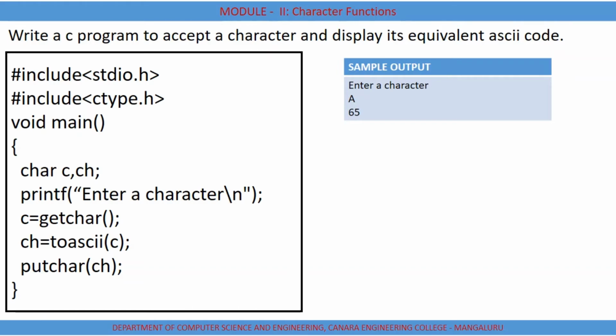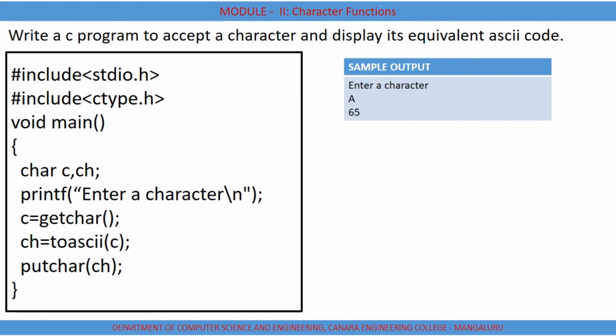So I have to include the ctype.h header file here in order to use the toASCII function. Next, void main or main. So void main indicates that the main function is not going to return any value. This marks the beginning of the program. Now the curly braces here indicate the beginning of the main function.